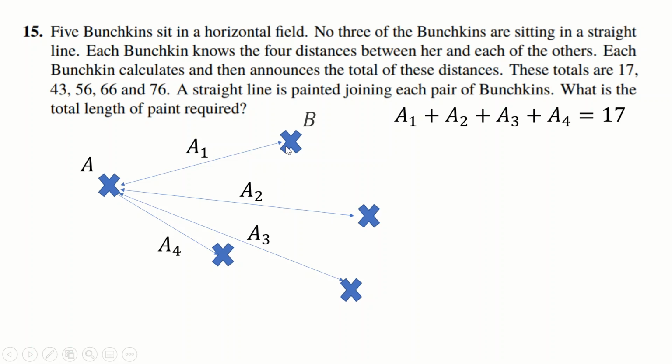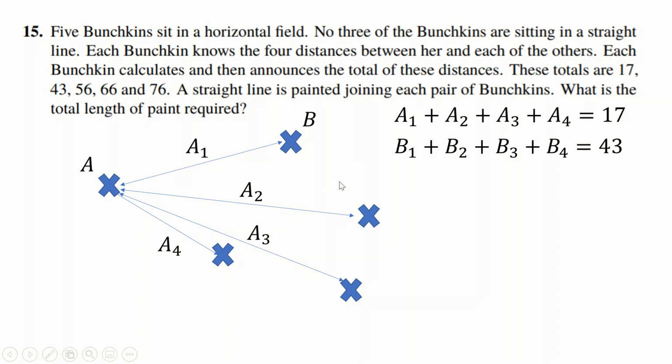And then if this is B, they're also going to do that. They're going to add this distance to this distance, this distance, this distance, and that's going to be 43. If you imagine I just bothered to put B1, B2, and so on down there. But the thing is, we've measured this distance twice now, right? This one was measured when A called it out, and then when B called it out.